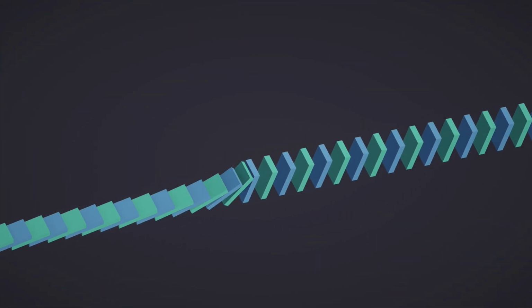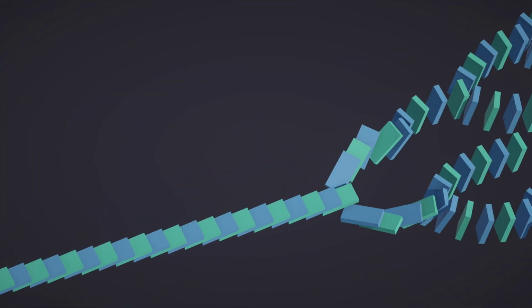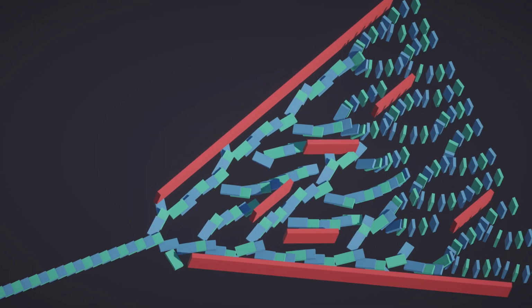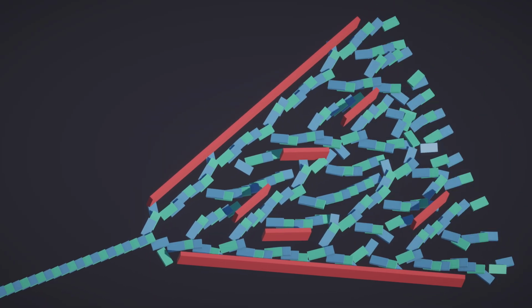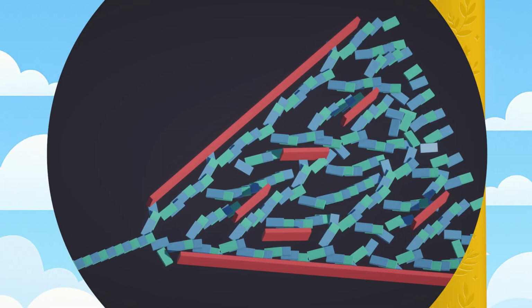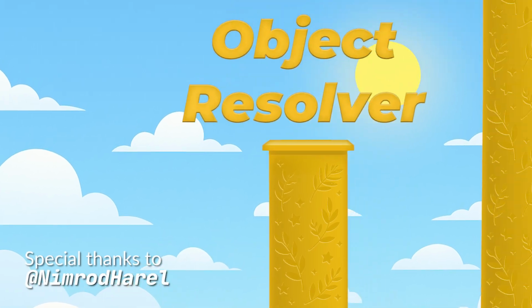For a scalable commercial game, we need to bind our classes cautiously with barriers that limit the developer's freedom and protect the code base from becoming a mess. For this, we have the object resolver.